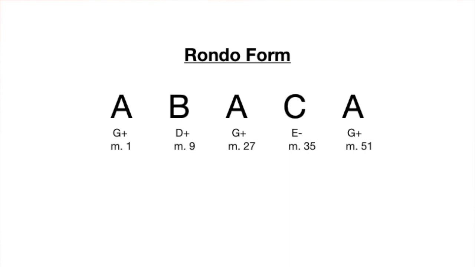Following that, in the pickup to measure 27, the A theme comes back again in G major. It's exactly the same as it was at the beginning of the piece. After that, we have the C theme starting in the pickup to measure 35, and this is in the key of E minor.